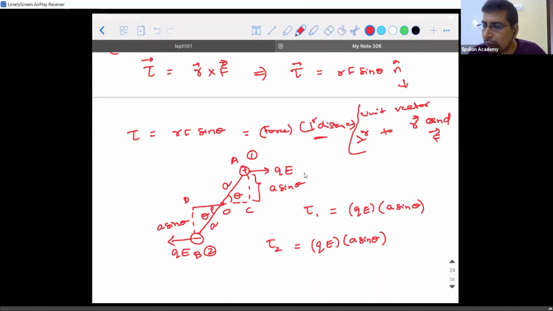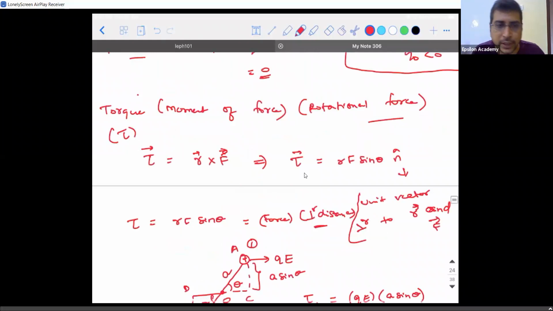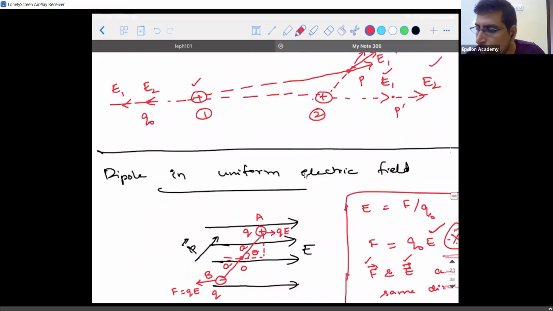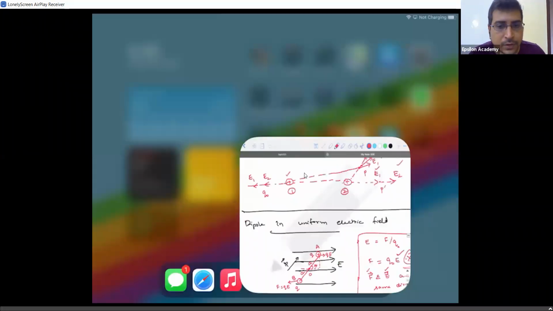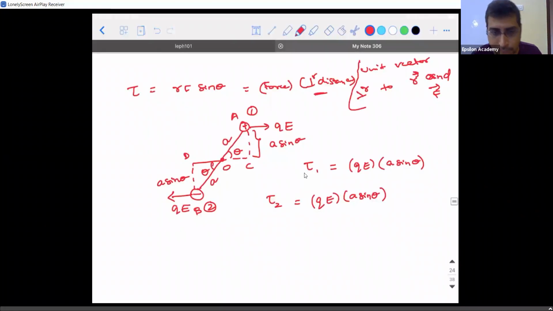What is the heading? They told me a dipole is placed in a uniform electric field. You study and tell me what is going to happen. With whatever mechanics formula I know, I have applied it. That's it. I'm asking certain questions, and I'm just trying to answer them.